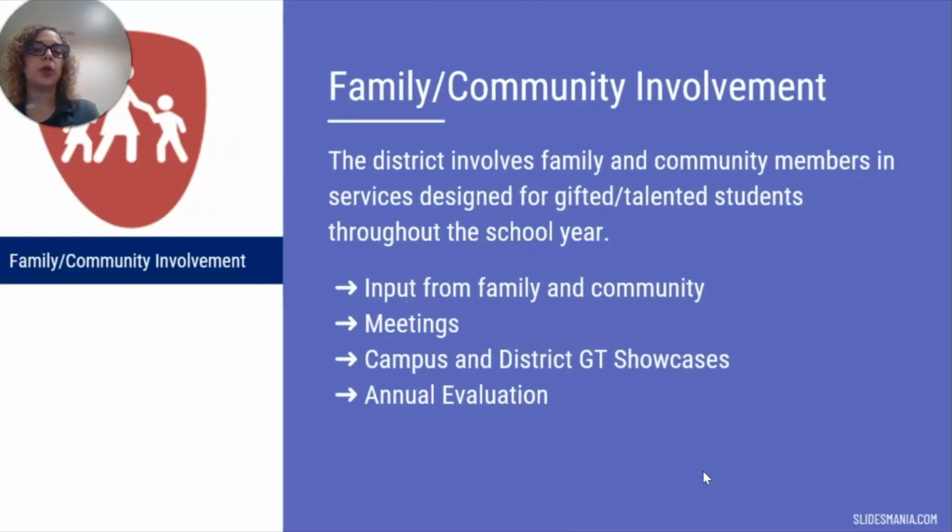Then we continue with our family and community involvement. The district involves family and community members in the service designed for gifted and talented students throughout the school year. And we value the input from family and community, the meetings, campus and district GT showcases, and of course, annual evaluation. We do take pride in our campus and district GT showcase, especially the district GT showcase, where we see the outcome of the gifted and talented students' projects.